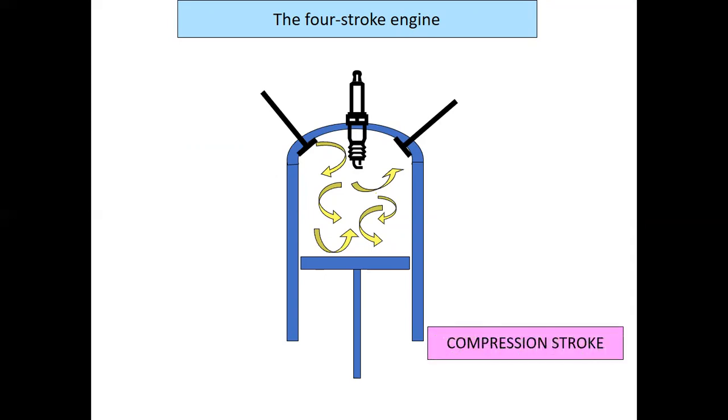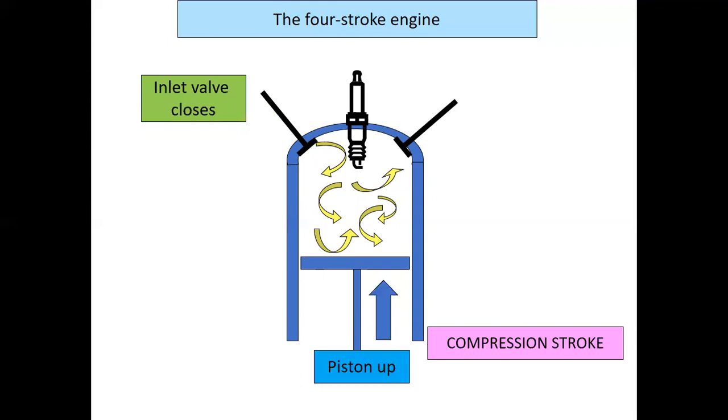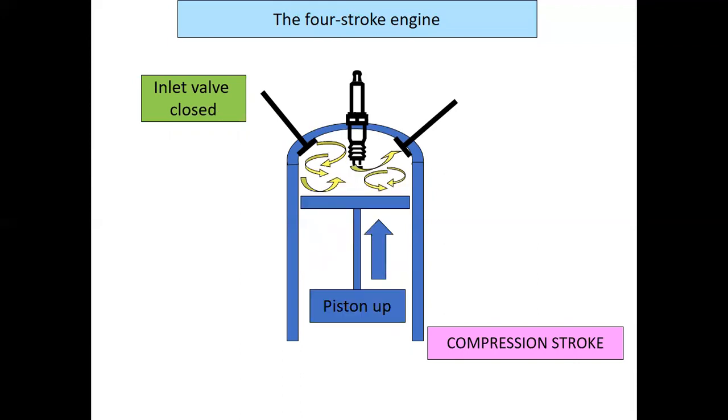Now, the next step is the compression stroke. During the compression stroke, the piston moves from bottom to top. We see the inlet valve closes and the piston moves from bottom to top, compressing the mixture to a very high temperature and pressure.